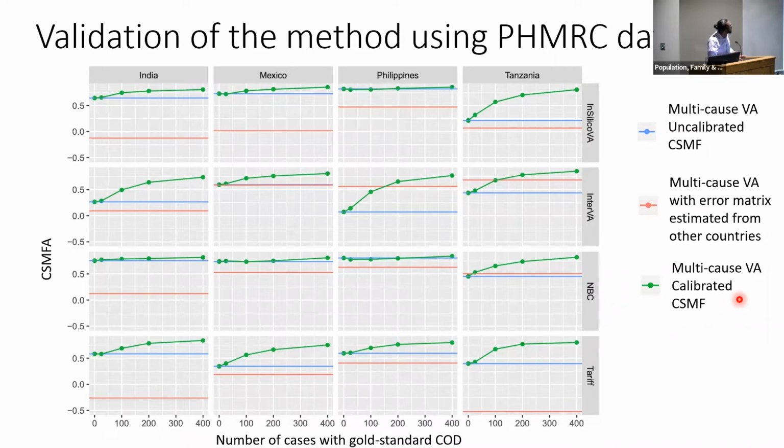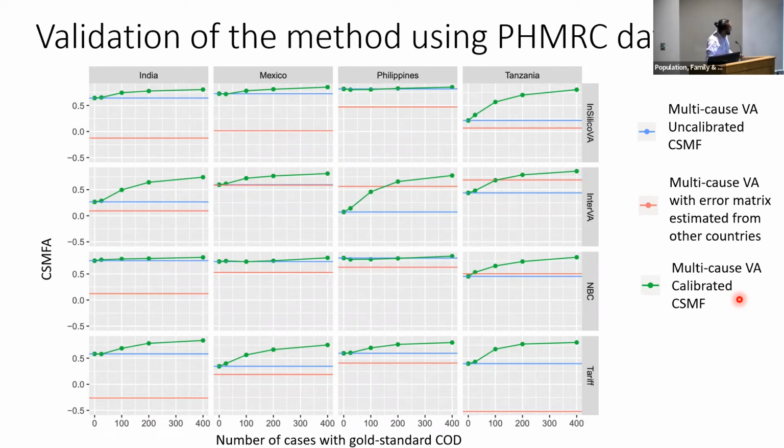The blue line is the uncalibrated CSMF, and the red line is the calibrated CSMF when using the misclassification matrix trained on the other 3 countries, not using any of the local data. So as you can see, when the sample sizes are very small, the green line kind of coincides with the blue line, which is expected. In absence of any evidence, our Bayesian model shrinks the estimates towards the raw estimates.